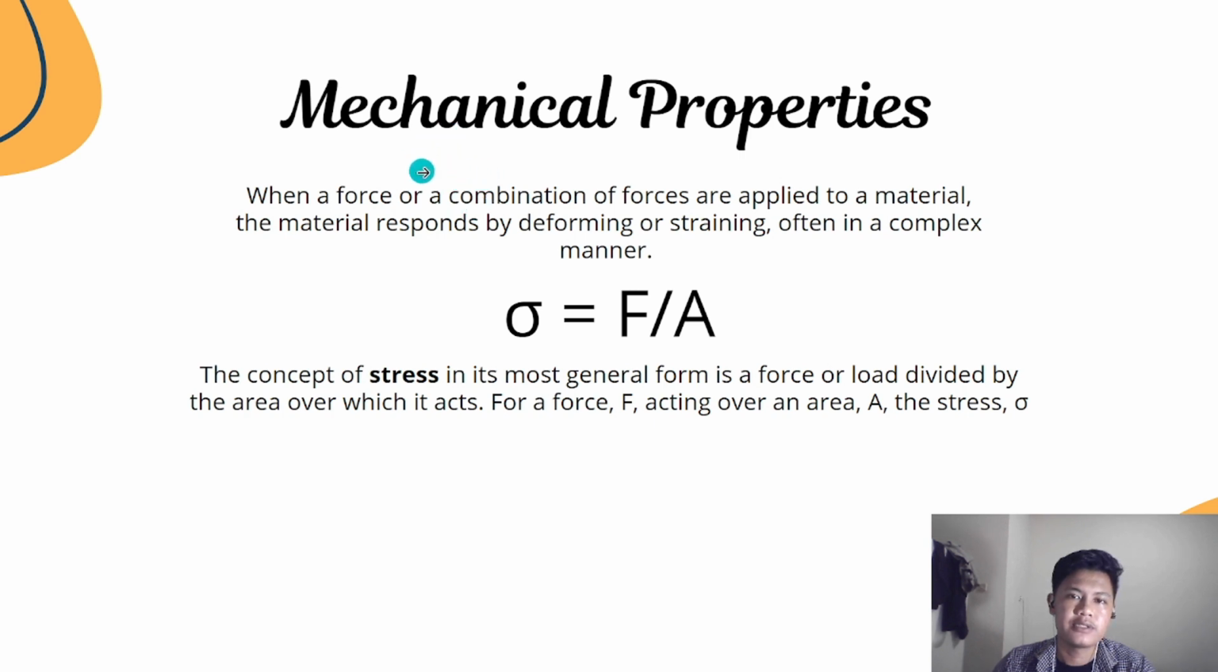Okay, first, we can see mechanical properties here. When a force or a combination of forces are applied to a material, the material responds by deforming or straining in a complex manner. So we can see this equation is a stress equation for a material under a corresponding force. The concept of stress in its most general form is a force or load divided by the area over which it acts. For a force F acting over an area A, the stress is sigma.